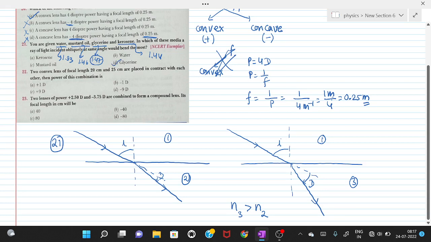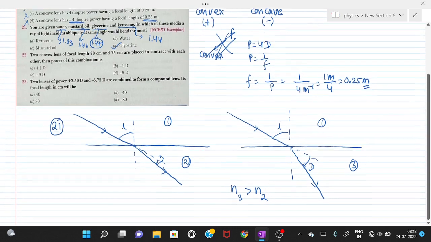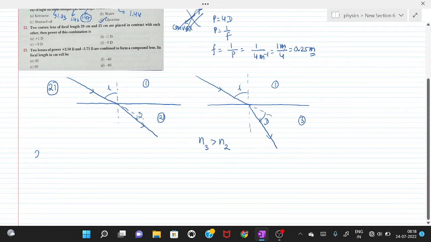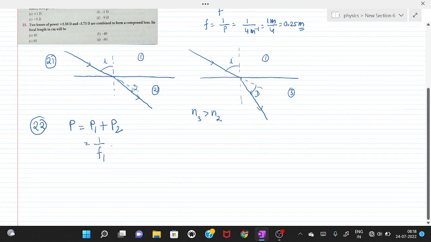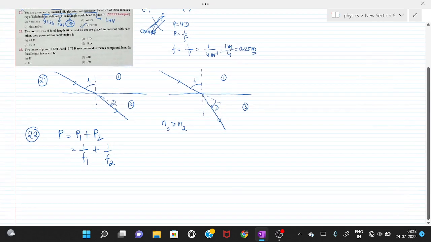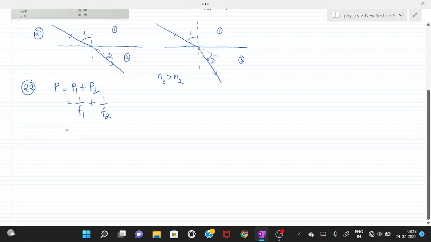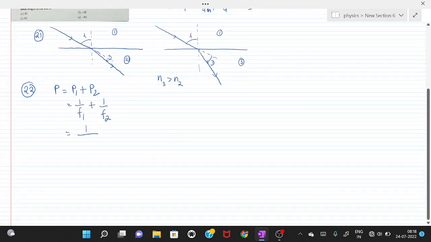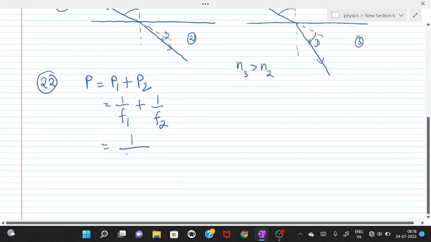Now we are going to see question number 22. Two convex lenses of focal length 20 cm and 25 cm are placed in contact with each other. Then the power of the combination is. So, I have already discussed this in the class also. Power of combination is power of lens 1 plus power of lens 2. And power equals 1 by f1 plus 1 by f2. What is the focal length of lens 1? Focal length of lens 1 is 20 centimeter, that is 0.2 meter. So it is 1 by 0.2 plus the focal length of lens 2. What is the focal length of lens 2? 25 centimeter means 0.25 meter.